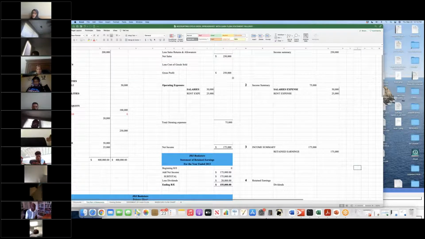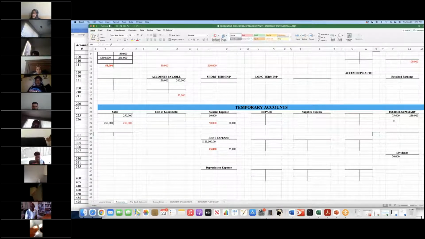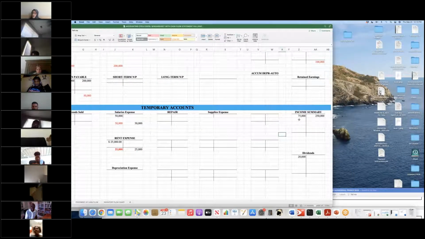Once again, we go back and we post. So we go to our T accounts and we're going to debit income summary, 175. And we're going to credit retained earnings for 175.